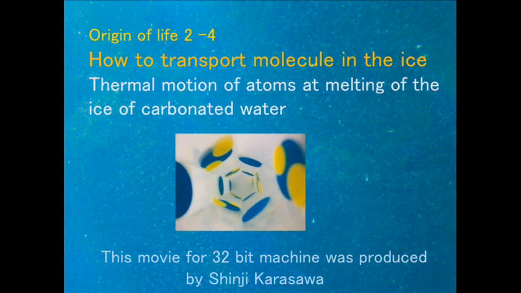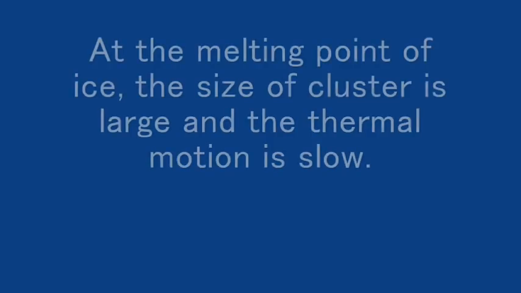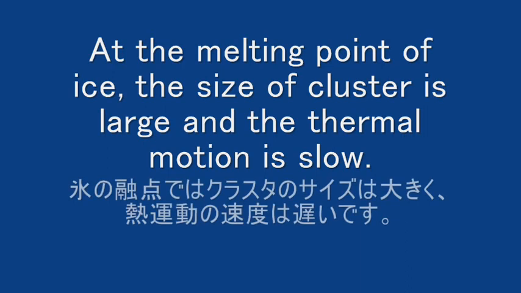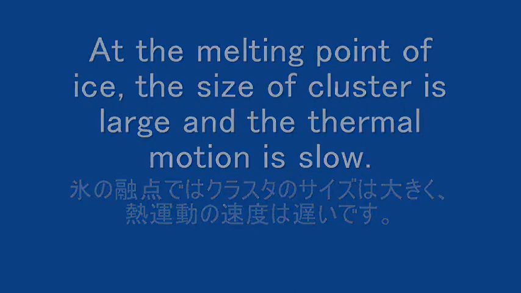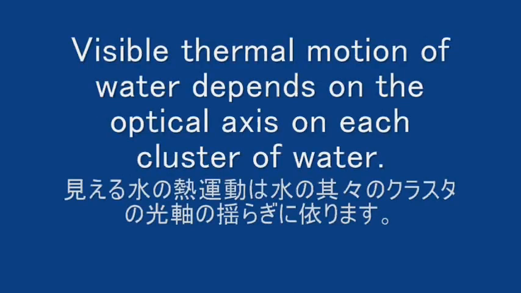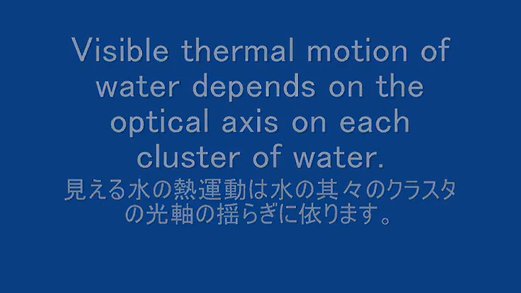The rotational vibration accompanies the fluctuation of the size, and the rotation makes it possible to exchange hydrogen atoms. At the melting point of ice, the size of the cluster is large and the movement is slow. But at room temperature, the movement of the cluster becomes intense, and the size of the cluster becomes small. It is considered that visible thermal motion of water depends on the optical axis of each cluster of water.